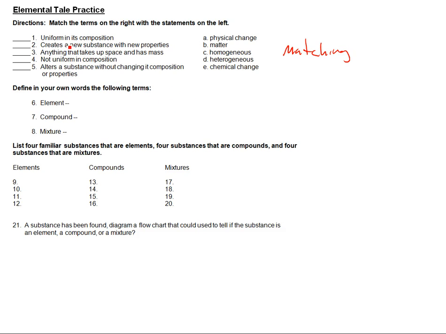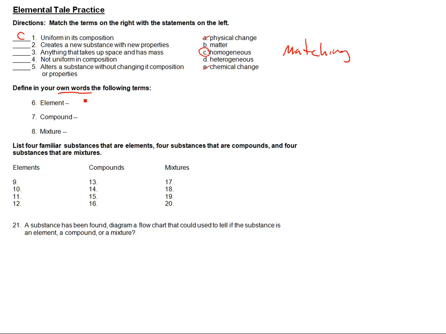All right, so just matching. Uniform in its composition, we come over here and say, okay, what is uniform in composition, meaning that it all has the same composition. A doesn't make sense, E doesn't make sense, so it's between these three: matter, homogeneous, and heterogeneous. If you remember, we said milk is homogeneous because it is uniform in its composition. So we'll say that's C. We would just carry on down there.